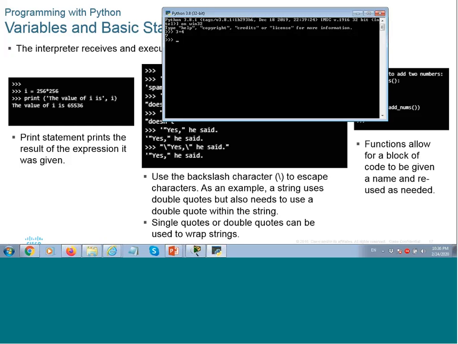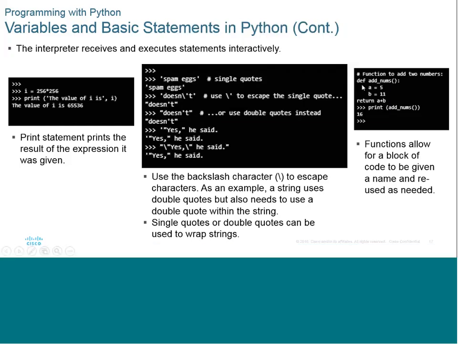Okay. Here we have used functions, which allow a block of code to be given a name and reused as needed. What we did here, we have defined a function to add two numbers. Define add_number, a is equal to 5, b is equal to 11. Return a plus b, and print add_number. You can find here 16. It is adding a plus b.